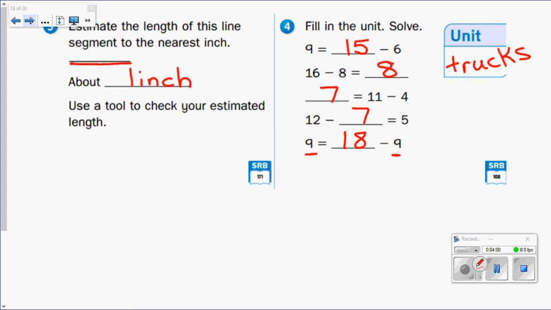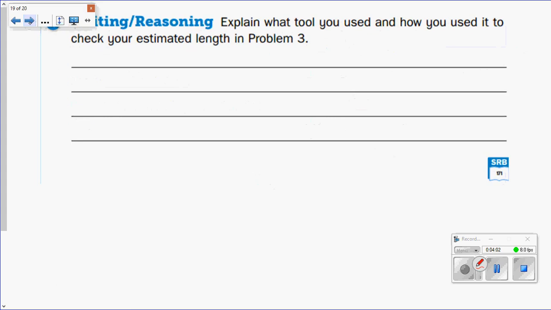Okay, moving on to number 5, it explains what tool you used and how you used it to check your estimate. Well, I used a ruler. And you just put down whatever tool it is that you used. Okay, I lined it up.